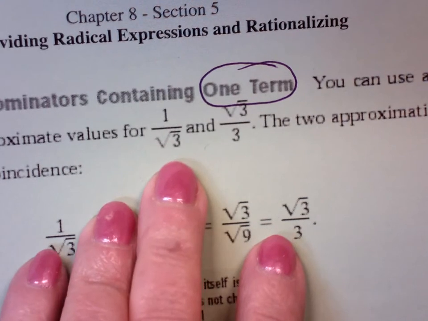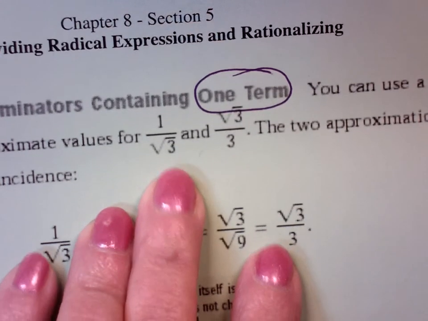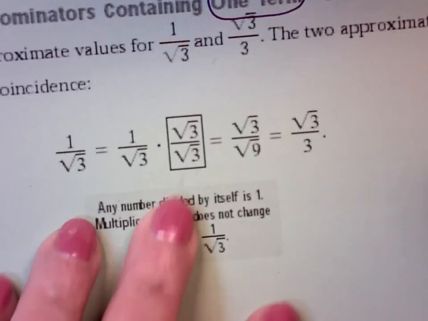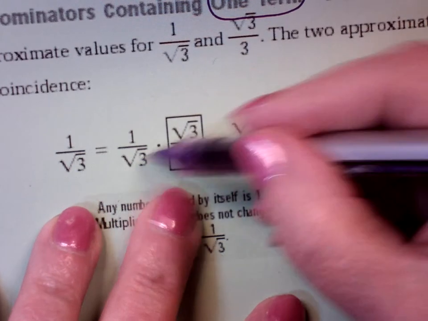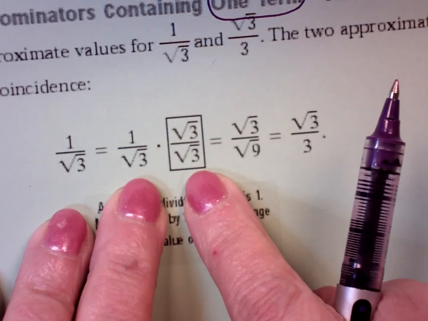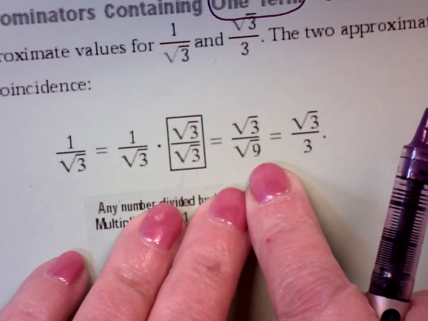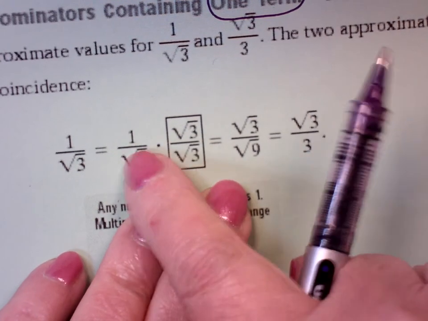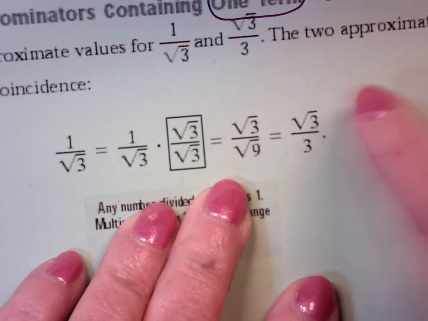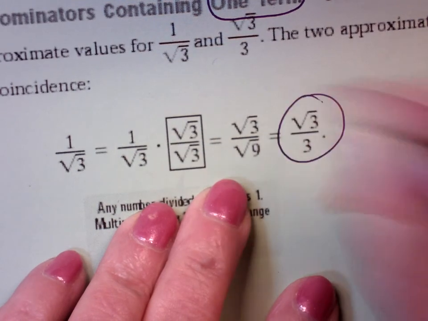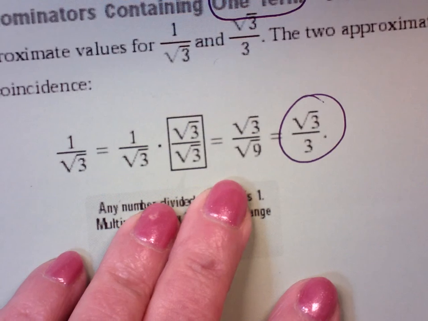So in this case, I have 1 over the square root of 3. I want to make it a perfect square in the denominator, so I'd multiply by the square root of 3 over the square root of 3. That turns the denominator into the square root of 9. 1 times the square root of 3 is the square root of 3. Square root of 9 is 3, so you get the square root of 3 over 3.